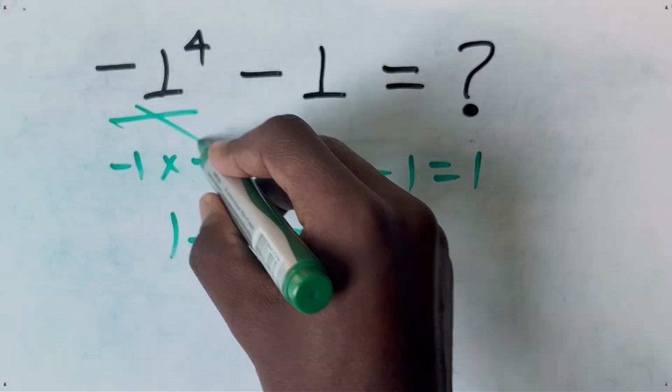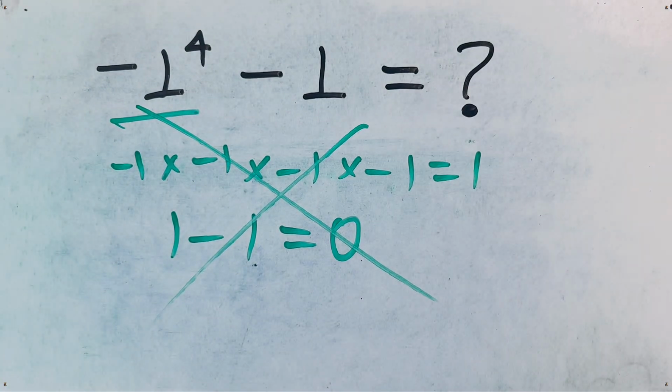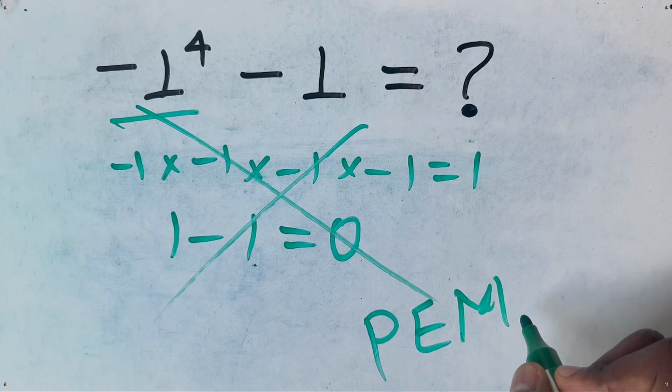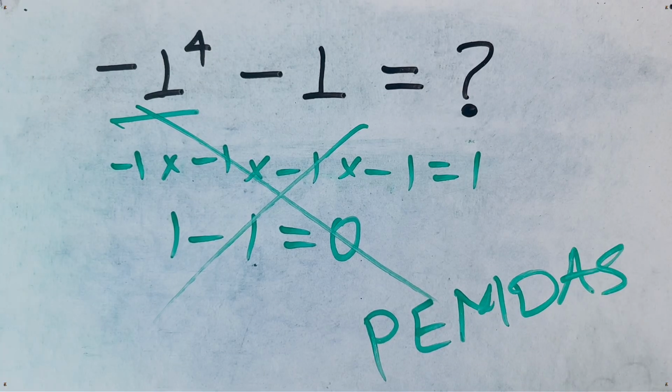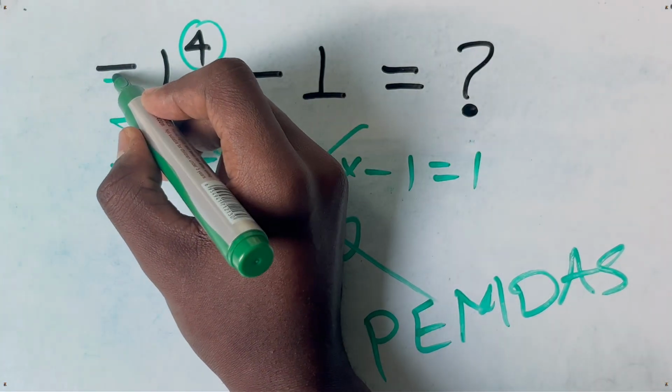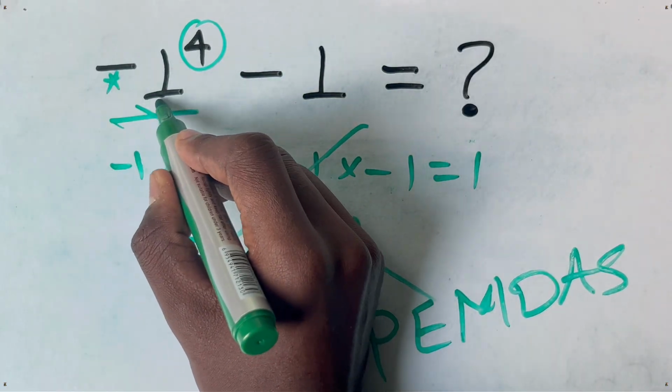But this answer is not correct because according to the order of operations, which is PEMDAS, P stands for parenthesis, E stands for exponent, M and D stand for multiplication and division, A and S stand for addition and subtraction. So first, we have to handle the exponent, then the subtraction operation is done.